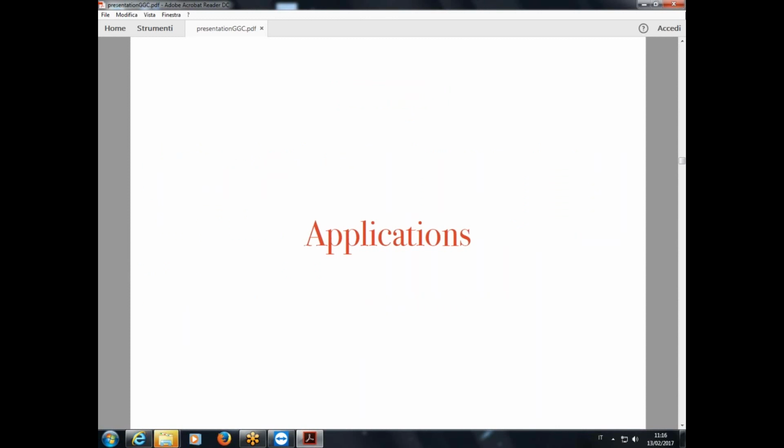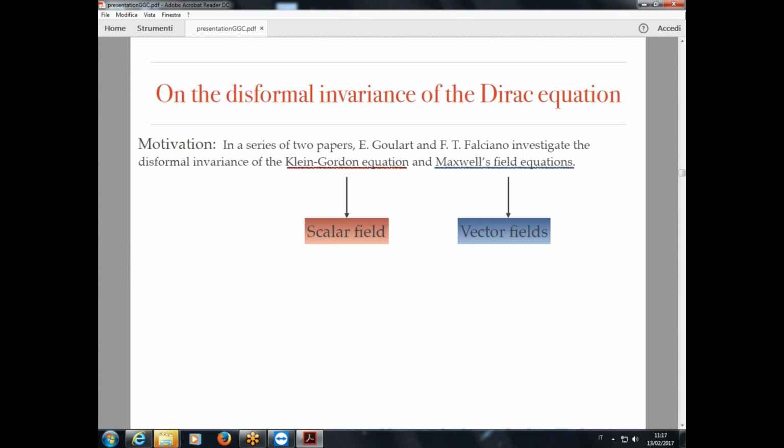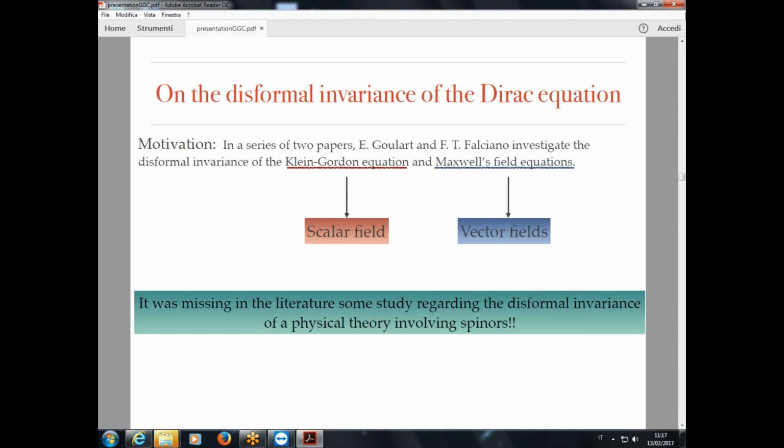And let's see some applications of that in physics. They are working in Brazil, these two fellow Brazilian people. They're working on disformal invariance of the Klein-Gordon equation related to scalar fields and the Maxwell field equation related to vector fields. And they found in two papers conditions that these equations are invariant under this disformal transformation, but for a while nobody questioned the spinor case. If there is a theory involving spinors in which you can achieve this disformal invariance.